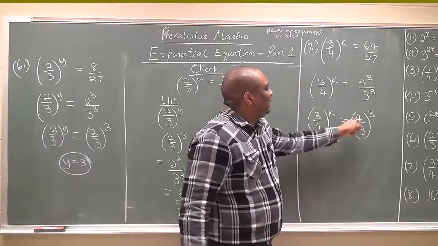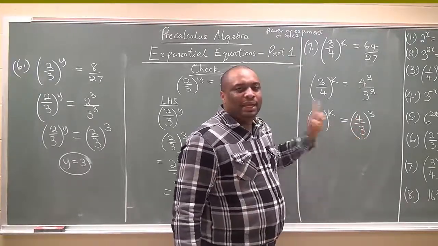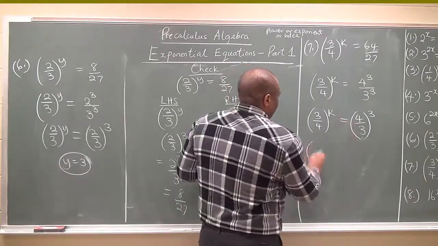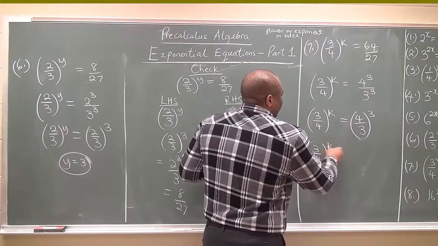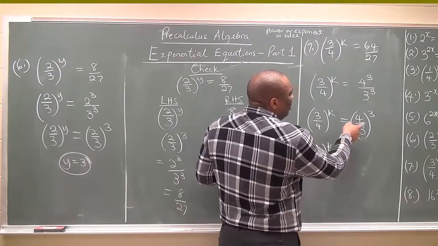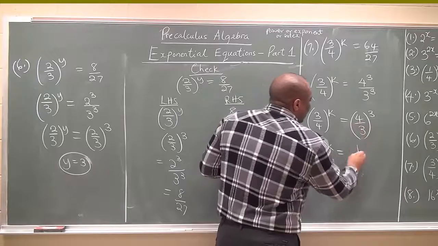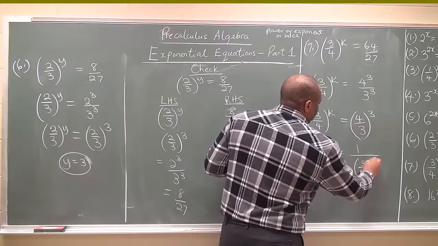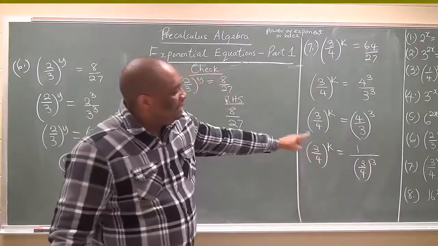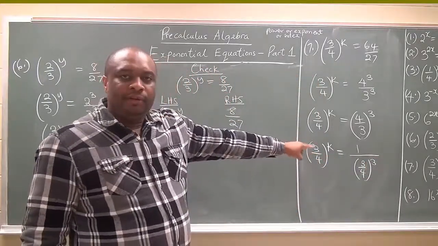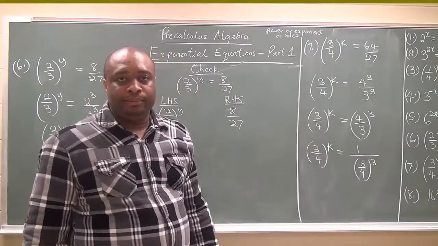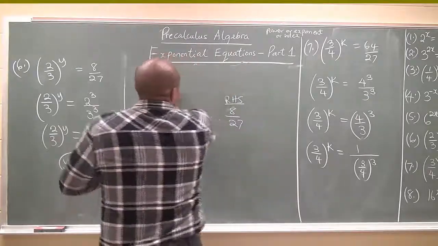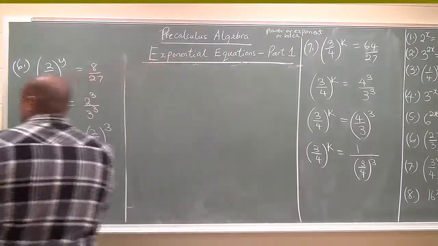Now you want to make this look like this. And how do you do that? We see that (3/4)^k equals, when we do 1 over (3/4)^3, because when you do 1 divided by (3/4)^3, you will get (4/3)^3. Let me show you that right away. See what I mean here.